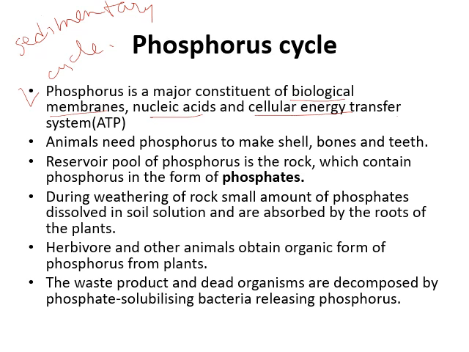We know our membranes are made up of phospholipids, or what do we say, our lipid bilayer. So phosphorus is required for making the cell membrane. It is an important component of nucleic acids and ATP and ADP. Animals need phosphorus to make shell, bones and teeth. The reservoir for phosphorus is the rock or soil. That is why it is called a sedimentary cycle, and it contains phosphorus in the form of phosphates.